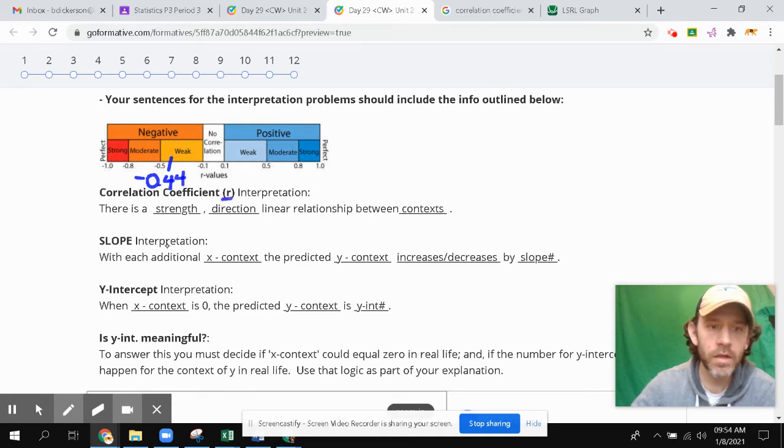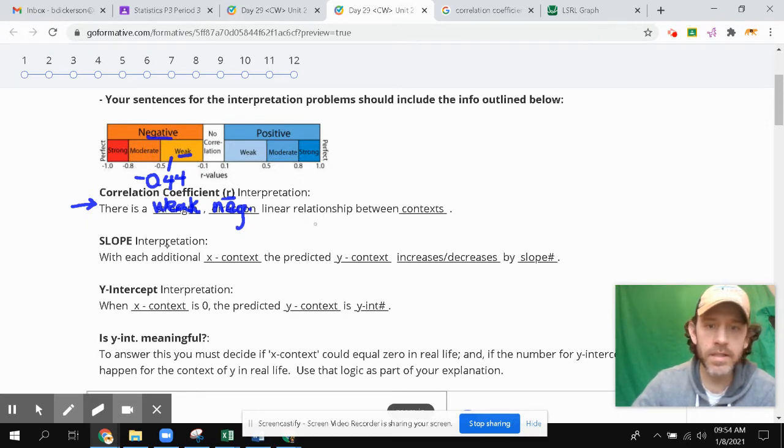So if I'm going to talk about R, I've got a couple of things that it's telling me, right? One, it's weak, and two, it's negative. So when I think about the things that I want to include in my sentence, when I use this sentence here, I'm going to say that it's weak, which is the strength, because that's where it falls in this framework. And the direction is negative. So I would put that there. Okay, and that's the idea.